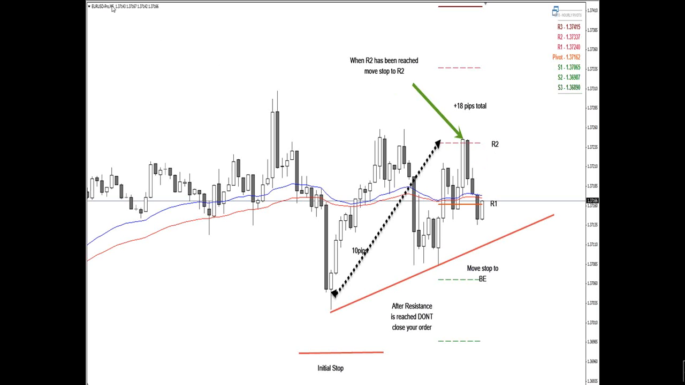And this is today's example on euro dollar. You see, the price basically went above R2 by a few pips, and we could move our stop to R2, and we would secure 18 pips of profit. So if the price continued up, we would move our stop after the price has broken through R3. That is how we turn scalp into scalp swings.